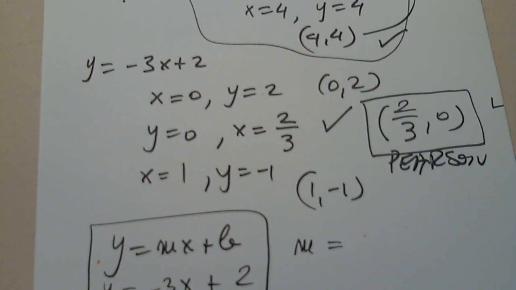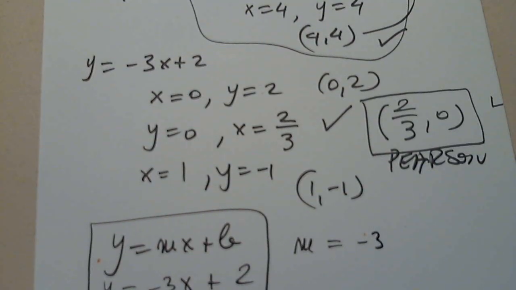Negative 3. Negative 3. So therefore, before I click on save, I have to make sure that I don't make a mistake with the slope. The slope is negative 3. Good. Okay, and then what am I trying to do here? And then I check the answer, and that's it.